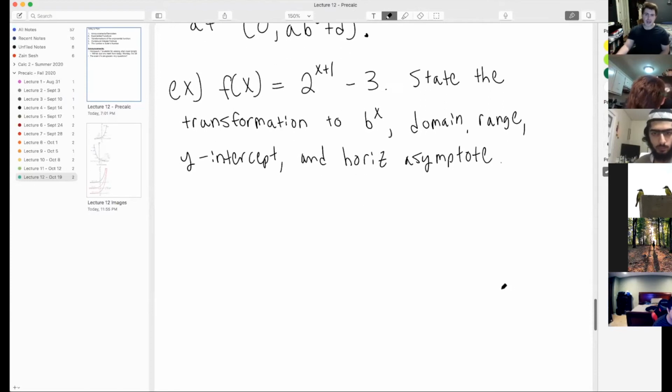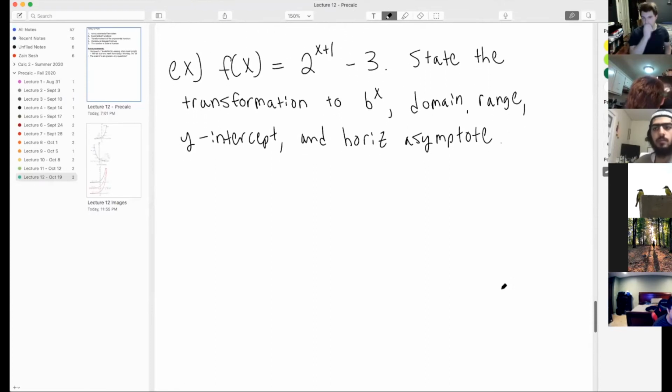All right, so this is kind of how a question will look about these transformations. I'm going to give you a function. It's going to be some transformation of a parent function, and just kind of tell me these data points. All right, so state the transformation.